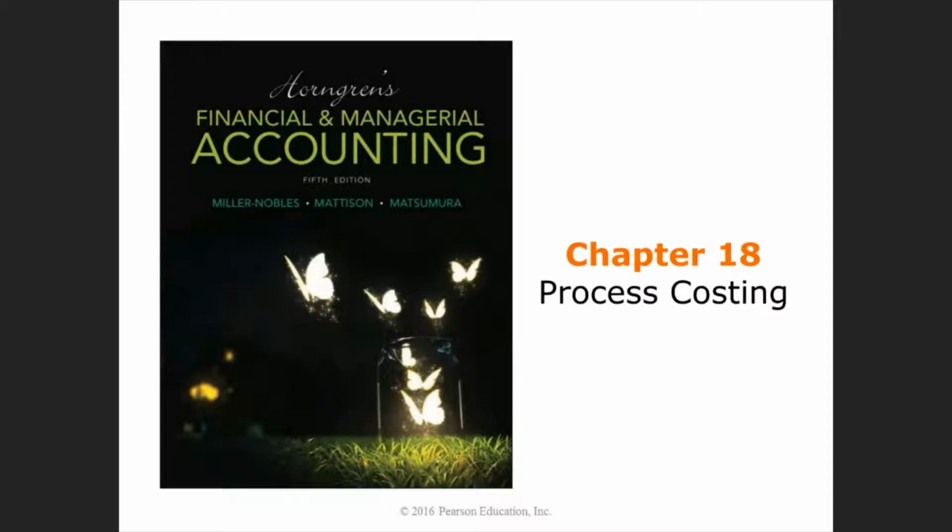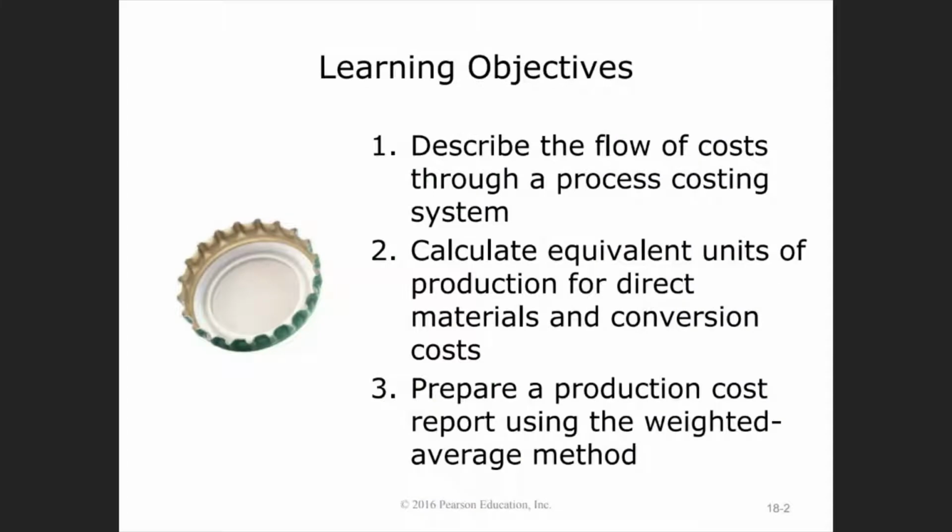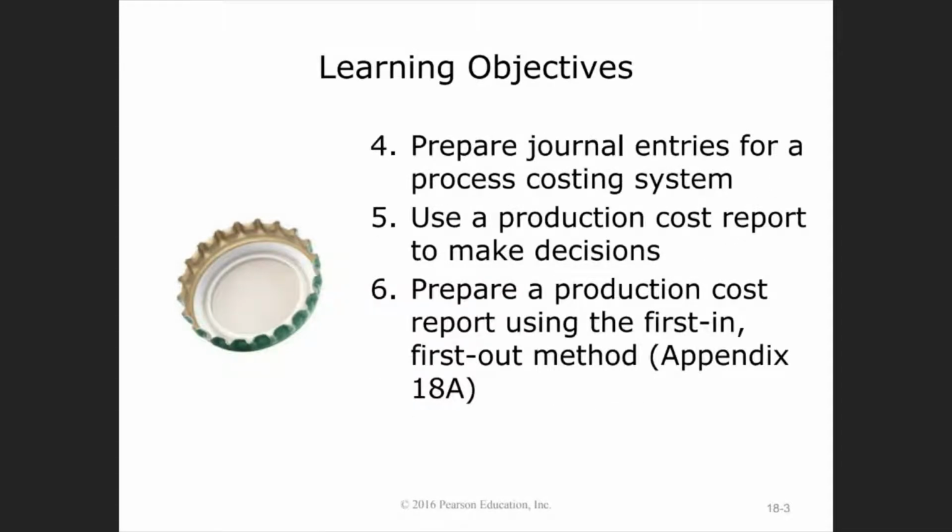So today we're going to talk about Chapter 18, Process Costing. And we're going to describe the flow of cost through a process costing system, calculate equivalent units of production for direct materials and conversion cost, prepare a production cost report using the weighted average method, prepare journal entries for a process costing system, use a production cost report to make decisions, and prepare a production cost report using the first in, first out method.